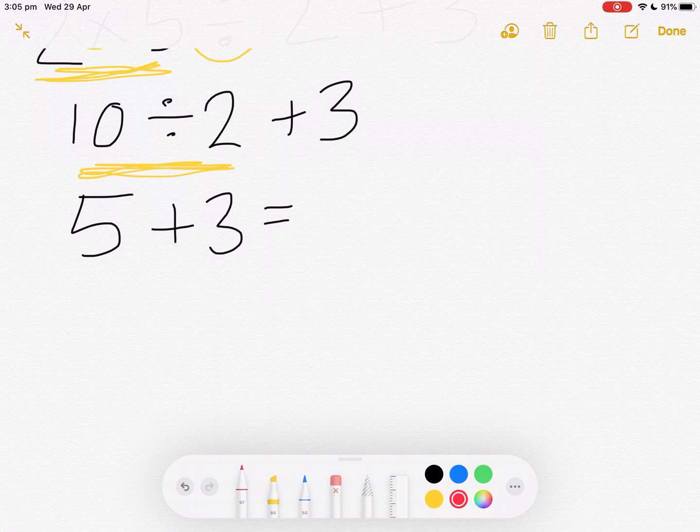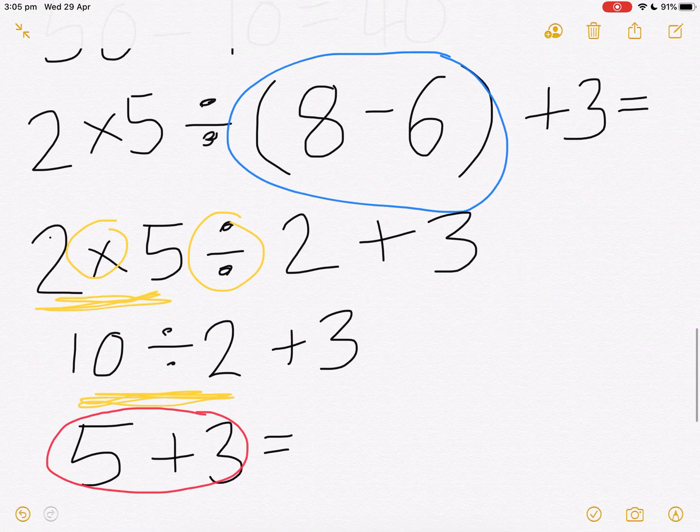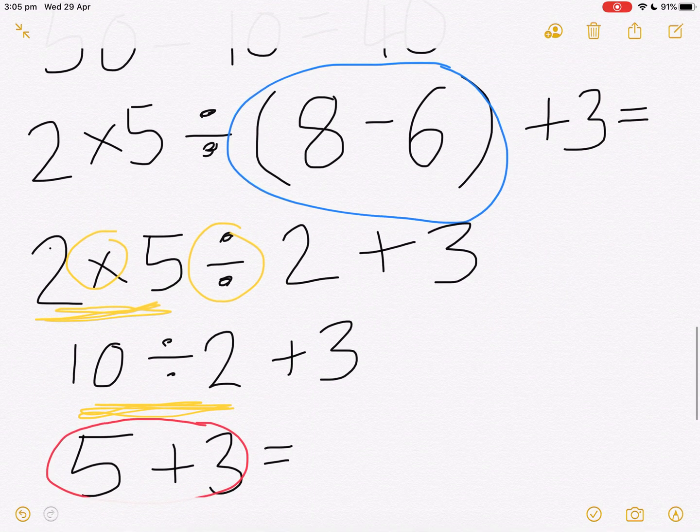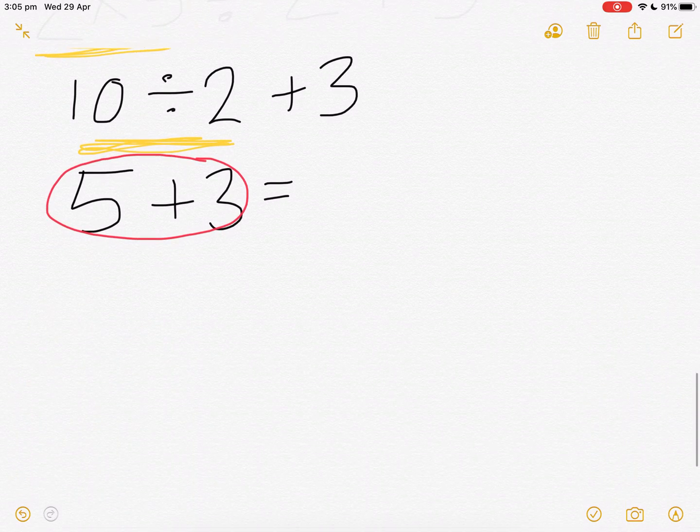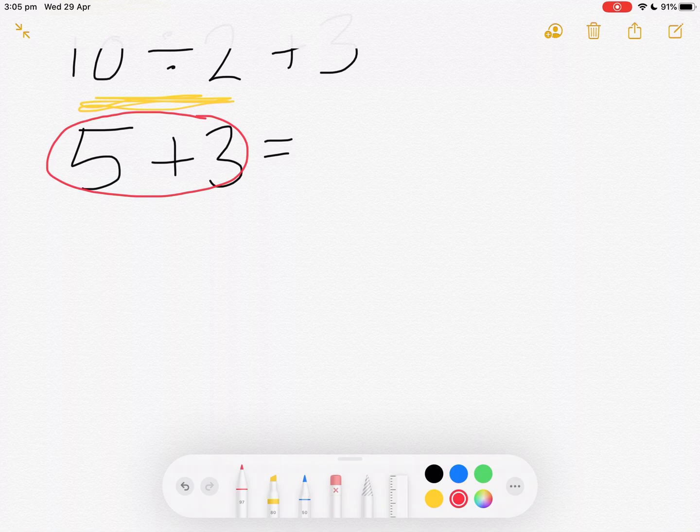And then now I look for, is there any addition or subtraction? The last part of my BODMAS, yes there is. There's an addition, 5 plus 3. There was a subtraction as well if you remember earlier, but it was inside the brackets, so it got solved first because brackets always come first. All right, 5 plus 3 is 8, and that's my final answer.